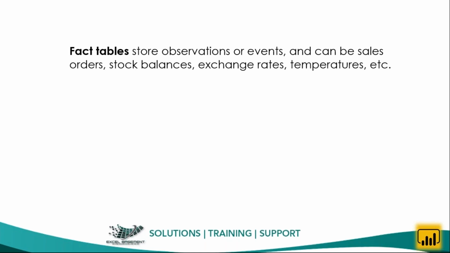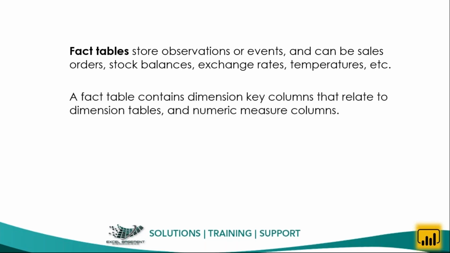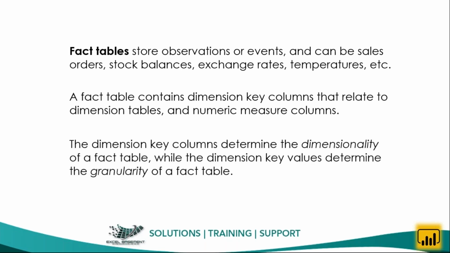Whereas a fact table stores observations or events. It's very important to understand the difference between a dimension and a fact table. The fact table stores observations or events, for example sales, purchases, stock balances, exchange rates, temperatures. So all these kinds of observations or events go in the fact tables. A fact table contains dimension key columns, as I told you earlier, that relate to the dimension table, and numeric measure columns. The dimension key columns determine the dimensionality of a fact table, while the dimension key values determine the granularity of a fact table.